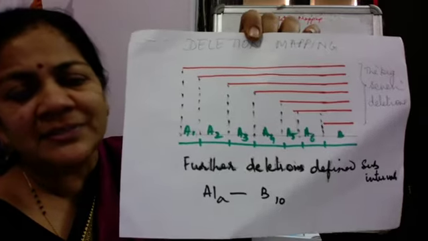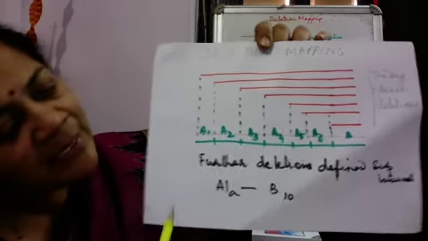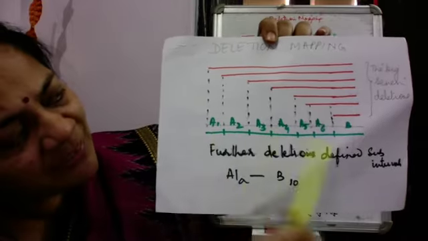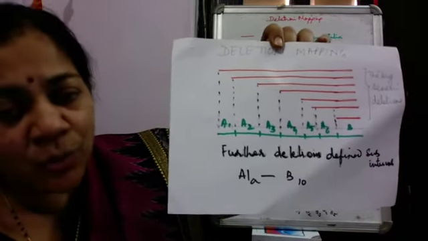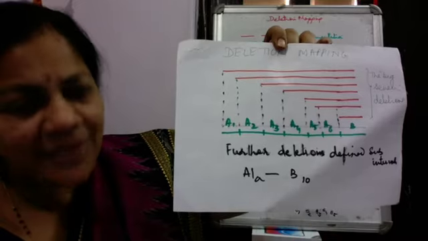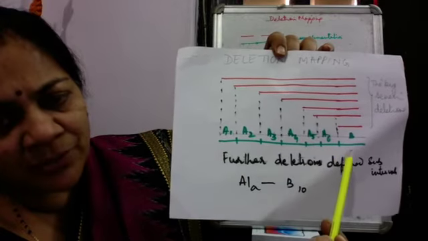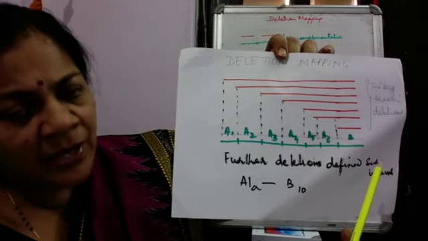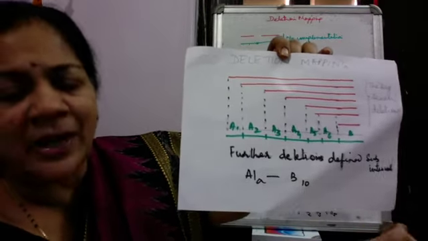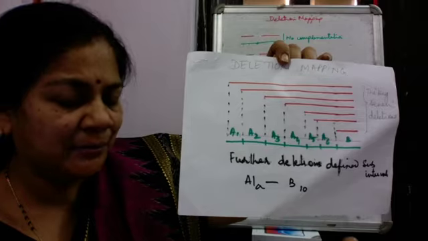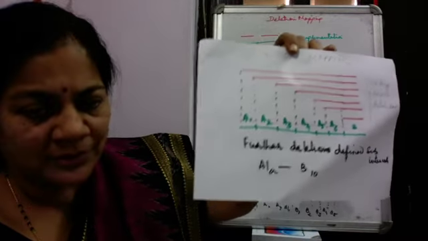Now with the help of these deletions, he could divide the entire rII locus into 7 different regions: A1, A2, A3, A4, A5, A6 and B. Now what you see over here is that the A region is very large and the B region is small, and this is exactly what Benzer got. He got A2 almost double the size of the B locus, right?